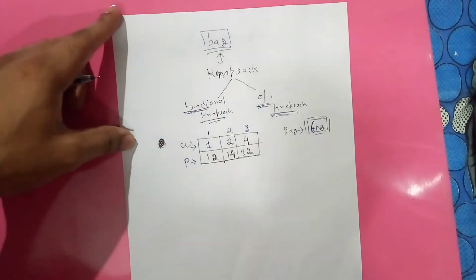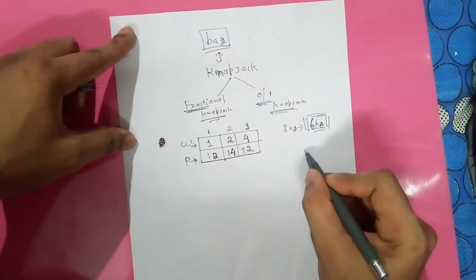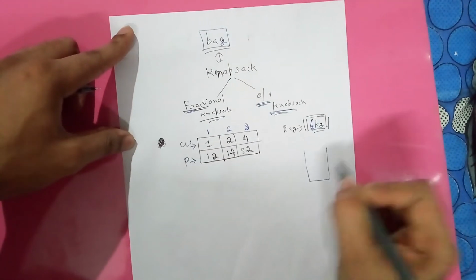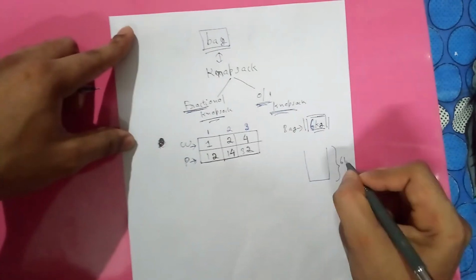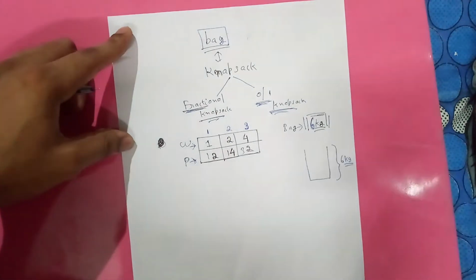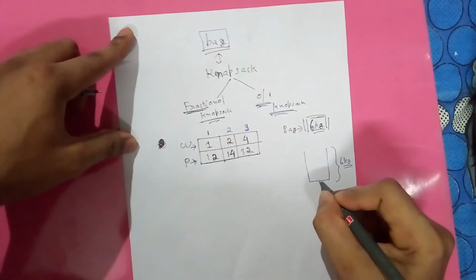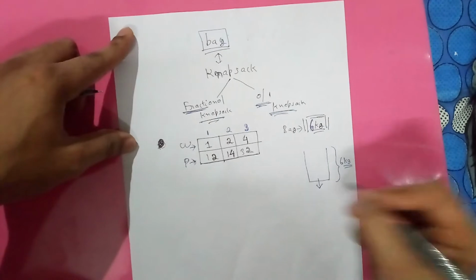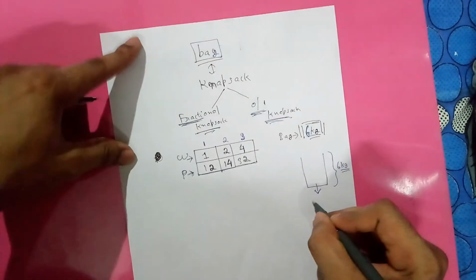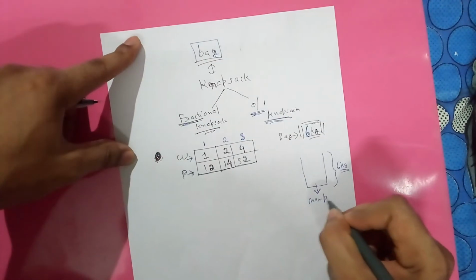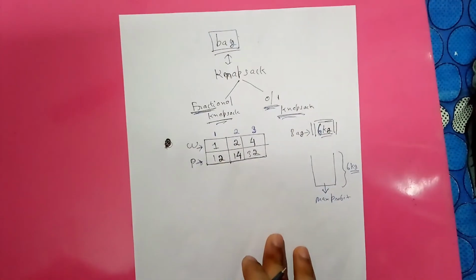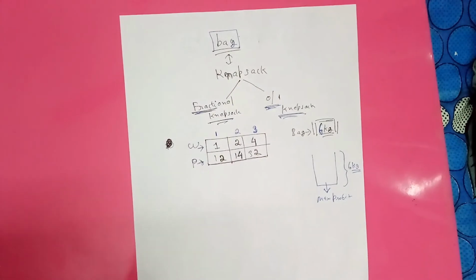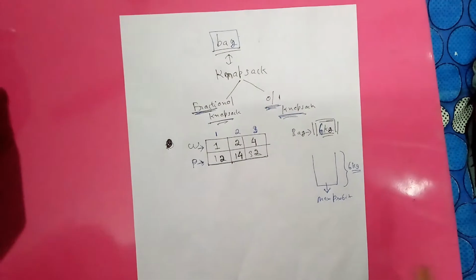So now our responsibility is that we need to fill this bag. Assume this is the bag which can take a weight of 6 kgs, and our responsibility is to fill it so that we make the maximum profit. We need to get the maximum profit. So now how could we do this? Before that, I need to clear up two things.